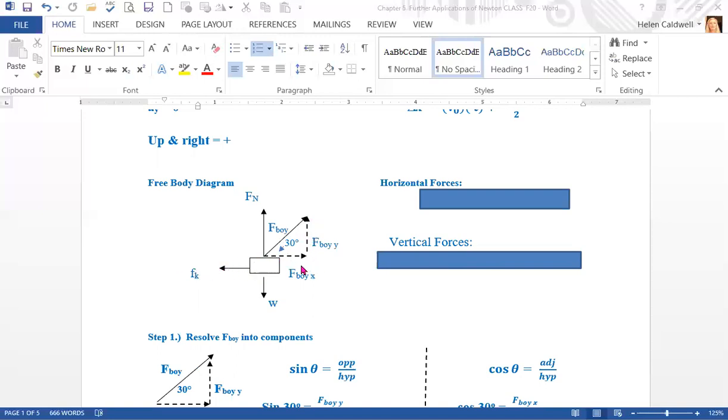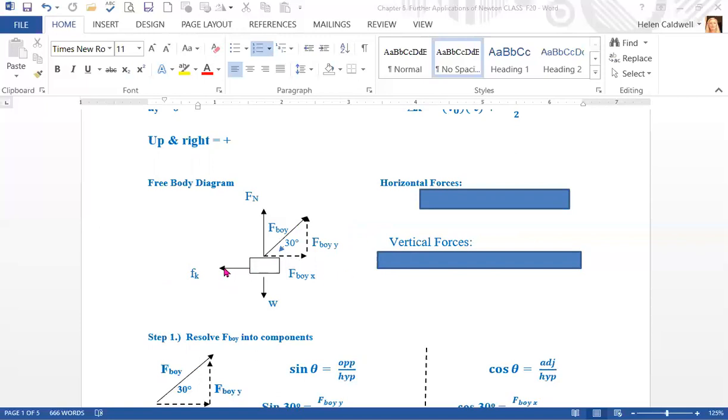The two dashed arrows that you see represent the force of the boy in the y direction and the force of the boy in the x direction. So I took our force of the boy at a 30-degree angle and turned it into the hypotenuse of a right triangle. So again, the left-hand corner angle is 30 degrees. The hypotenuse is the force of the boy. The horizontal leg of the triangle is the force of the boy in the x direction. The vertical leg is the force of the boy in the y direction.